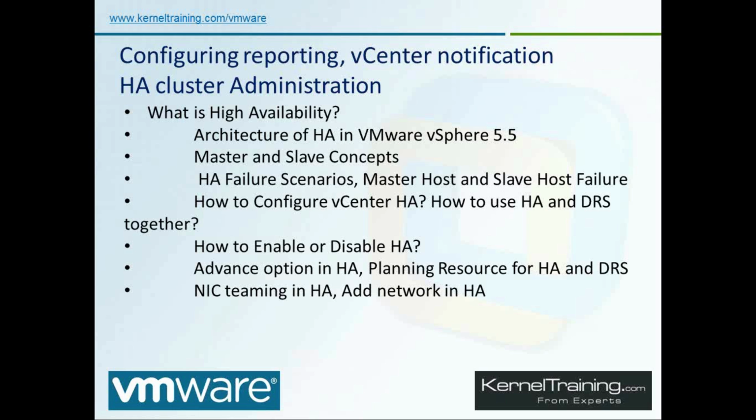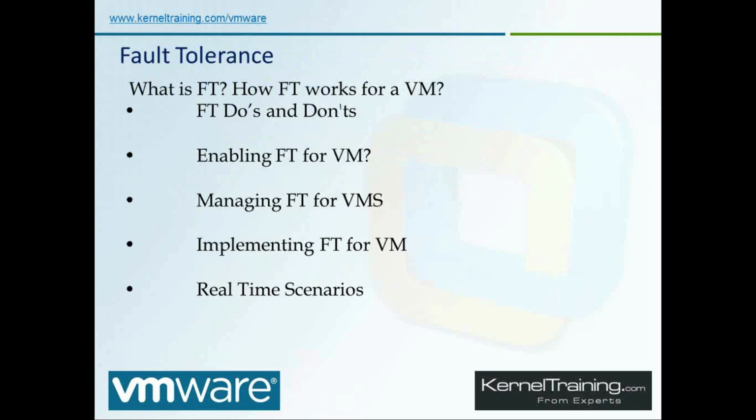So how do we configure the vCenter HA? How do you use HA and DRS together? These features are available in the cluster. During creation of the cluster, we will be enabling the HA and DRS options over there. Okay, if you want to disable them, then we need to uncheck the option over there. Next, NIC teaming, as I told you previously: load balancing, network failover detection, notify switches, failback.